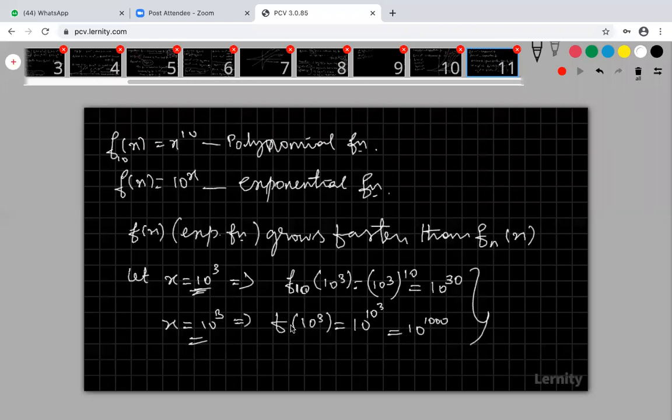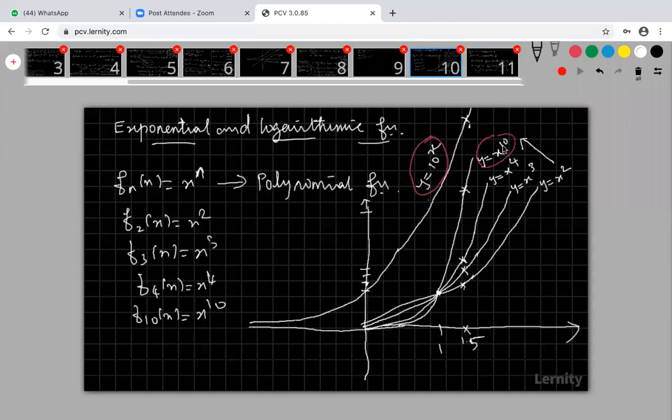So that means your f of x, the exponential function, grows faster than fn of x for positive large x values. When my x is greater than 1, my f of x grows faster. That means f of x takes a bigger value compared to the polynomial function. Even if the degree of the polynomial is increasing higher, the exponential function is increasing faster than this polynomial function, x power 10.